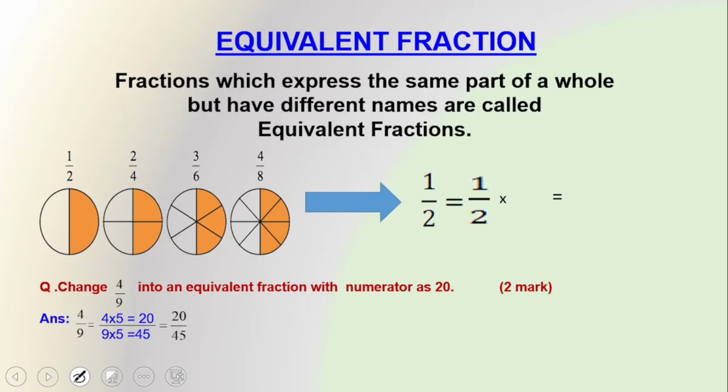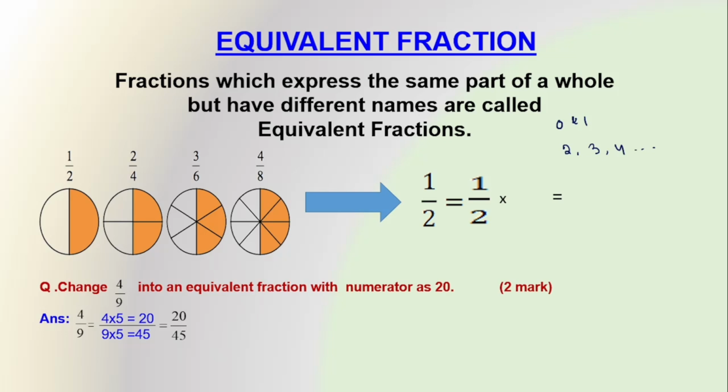First is equivalent fraction. So tell me, what is an equivalent fraction? Now remember, equivalent fractions express the same part of the whole but with different names. Or simply remember, when we multiply both the numerator and the denominator by a number except 0 and 1, that is 2, 3, 4, we get a fraction called an equivalent fraction of the given fraction.